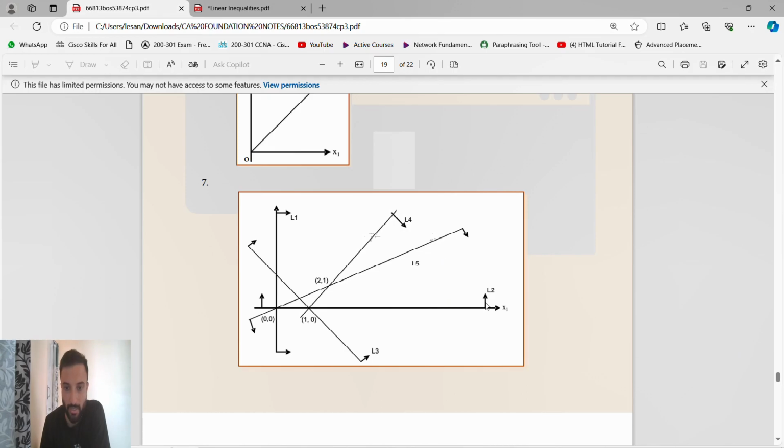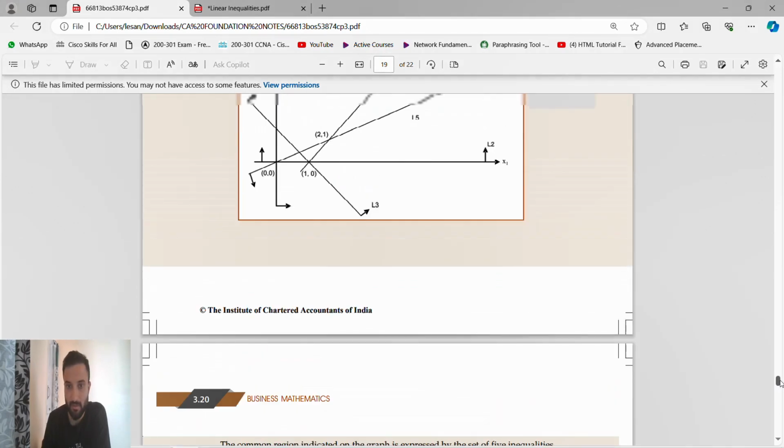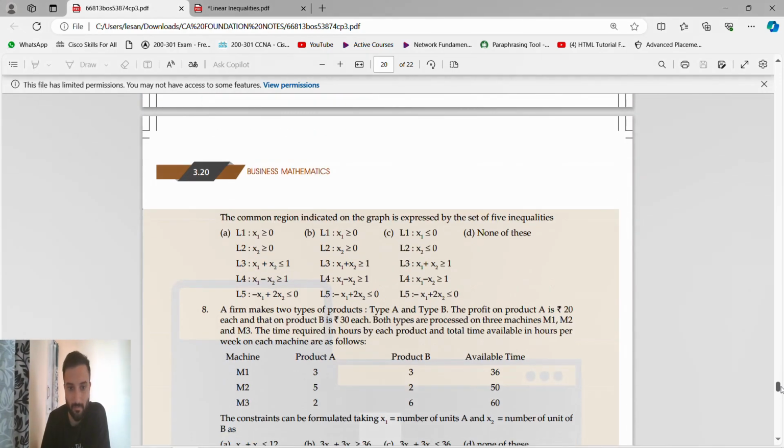Line 2 is also going up. So up means greater than. So line 2 is greater than, we have to see only for A and B. Greater than, greater than. Now line 3 is where? Yeah, this is line 3. It is going away, so greater than. Line 3 is lesser than, greater than.